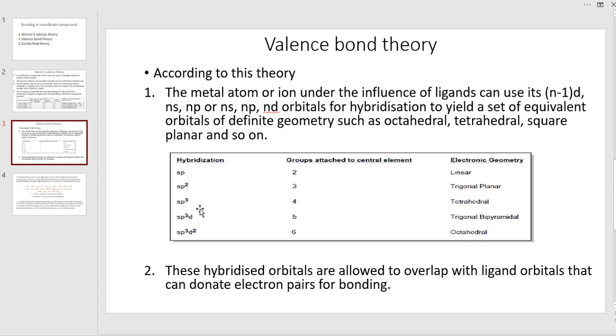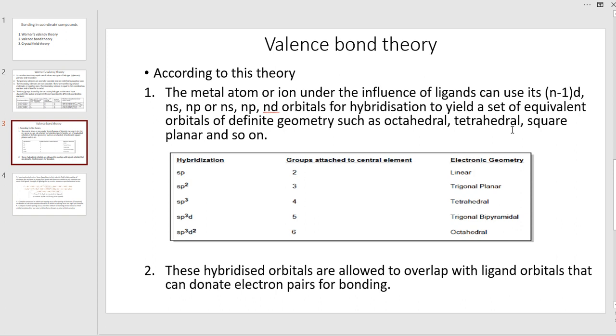If it is sp3, tetrahedral; if it is dsp2, square planar; otherwise trigonal bipyramidal, and the last one is octahedral. Very common are square planar, tetrahedral, and octahedral. That's why we discussed isomerism about these structures only, right?